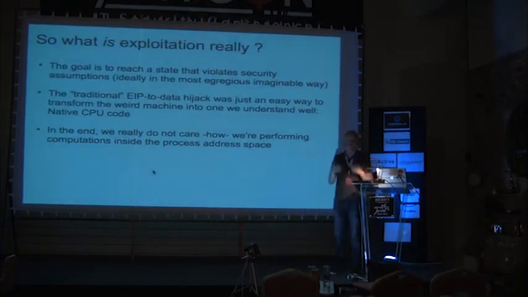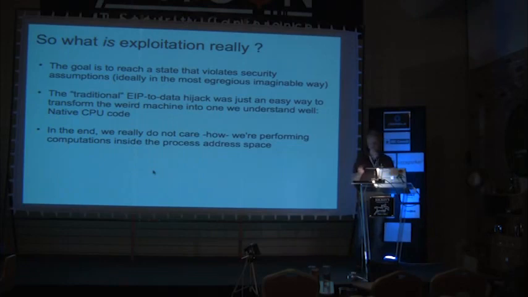Why is exploitation programming the weird machine? Well, the goal of an exploit is to reach a state of the application that violates security assumptions, ideally in the most egregious manner possible. And in order to get there, you have to somehow go from these bizarre states into another bizarre state that is useful for the attacker.